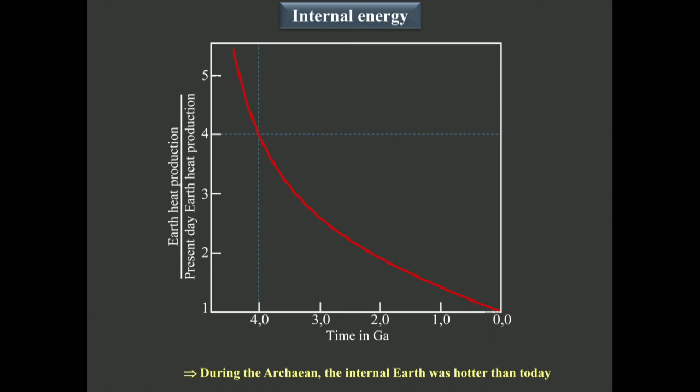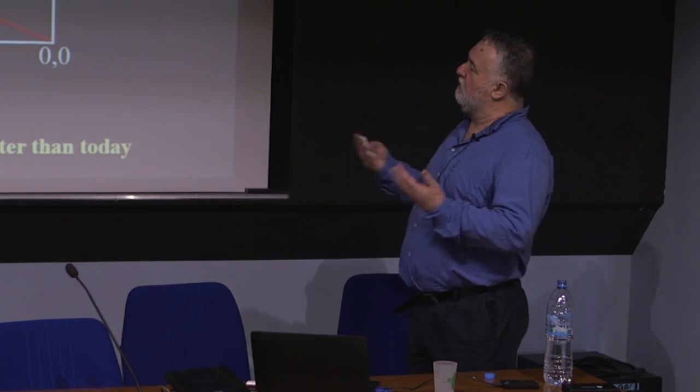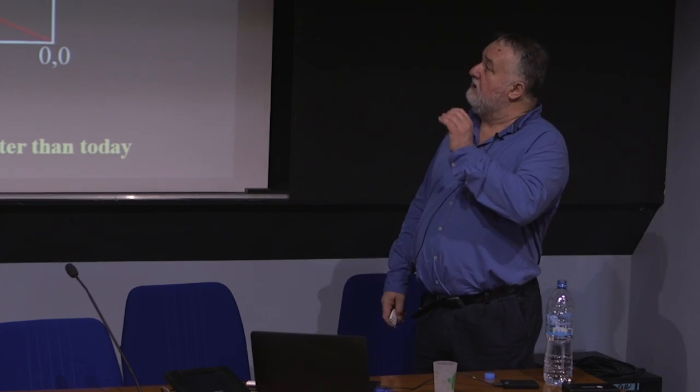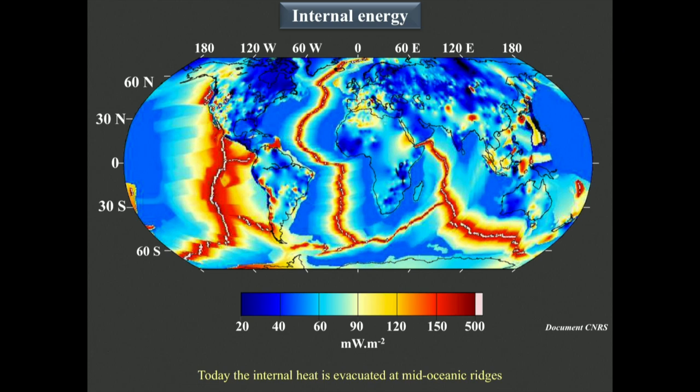And we know that this heat was removed from the Earth, because if this heat accumulated, the temperature would have increased, and we should have a melting of the mantle, of the crust and so on. And we didn't see this. So this heat was evacuated. And if we look at the evacuation of heat today, here is the heat flux at the surface of the Earth, and we can see that most of the heat is evacuated by the mid-ocean ridge system here. So the internal heat today is evacuated by the mid-ocean ridges.